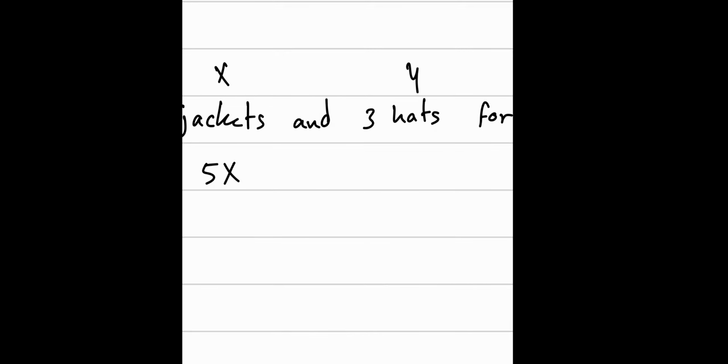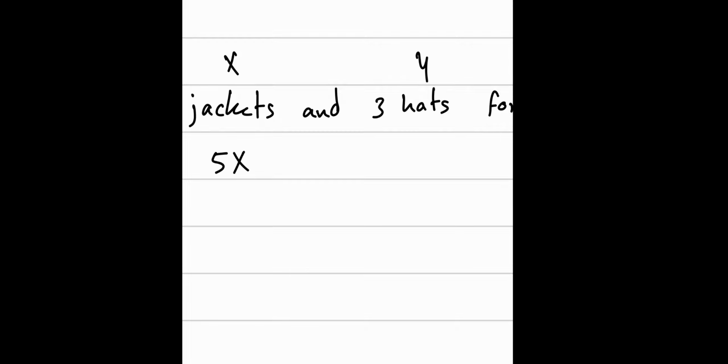Same thing with hats. The price per hat is represented by y. So if we want to know the total amount that she spent on hats, we would do 3 times y, right? Again, for example, if the price per hat was $15, let's say, then y would be 15, and we would do 3 times 15 equals 45, which means that she spent $45 in total on hats, right? She bought 3 hats for 15 each, so she spent $45 total on hats. But that's just an example. We don't know what the actual price is.